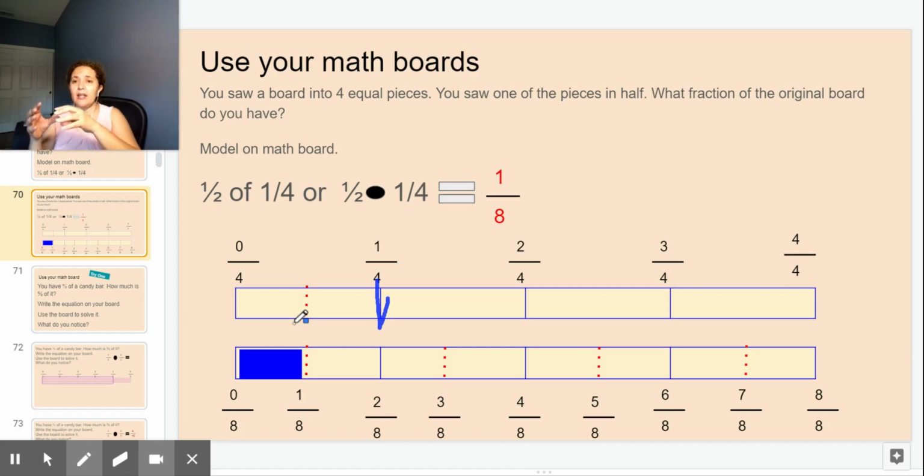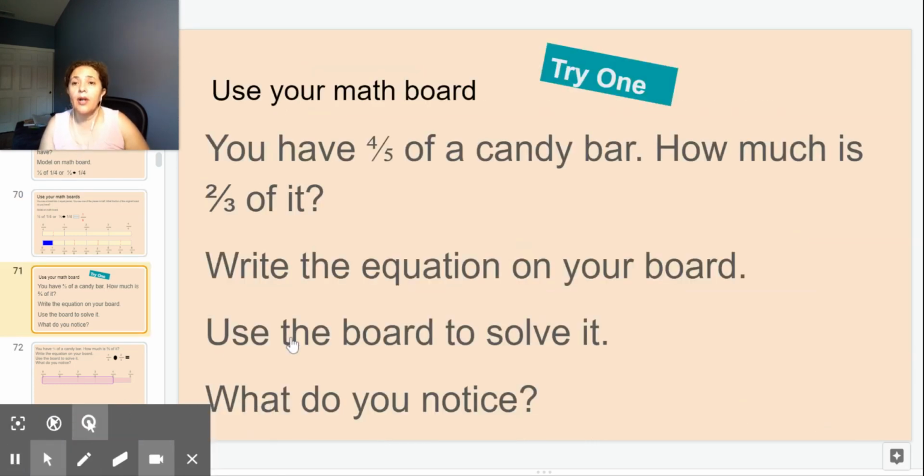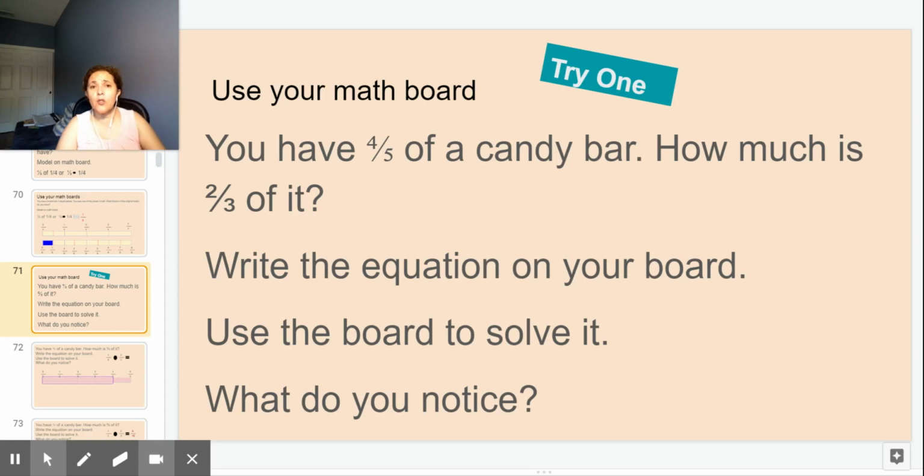But the most important thing, I want you to understand what we are doing. Okay. I'm taking a half of a fourth. So here's my whole. I'm dividing it up into 4 equal pieces. So I only have a fourth. I only have this piece, 1/4, and I'm dividing that 1/4 in half. So I'm taking part of something. I'm taking a part of a part. That's why it's getting smaller, because I'm taking a part of a part. That's what I need you to understand.